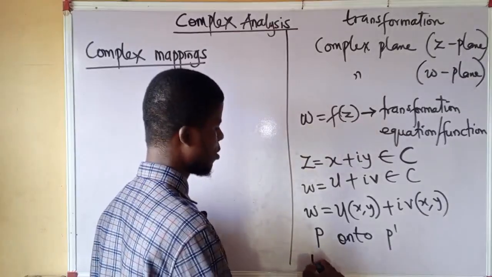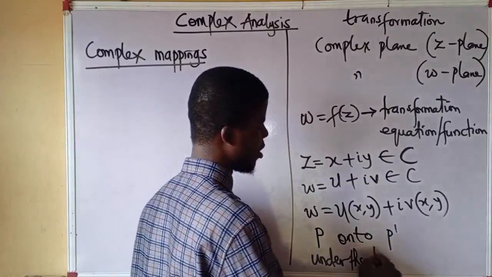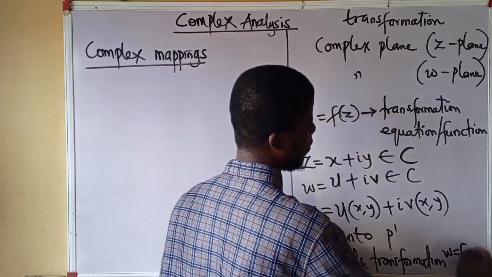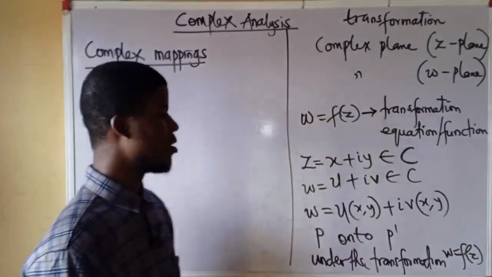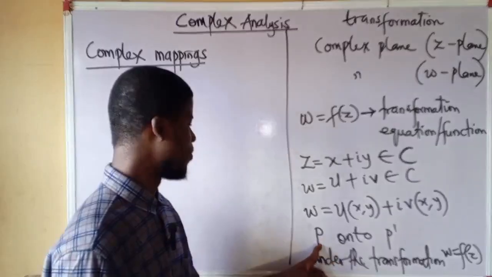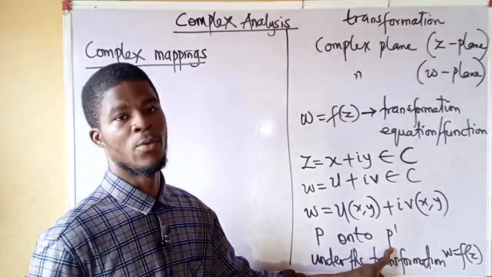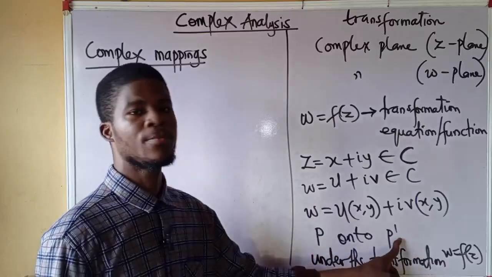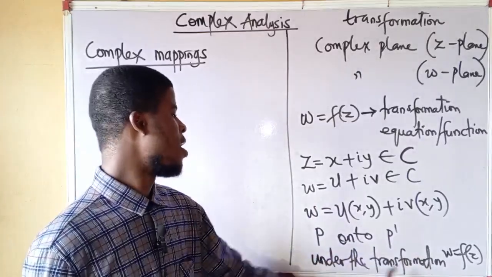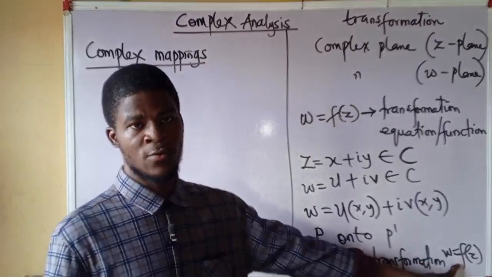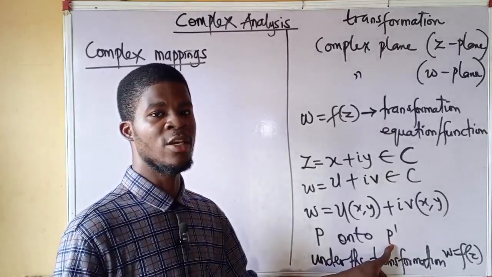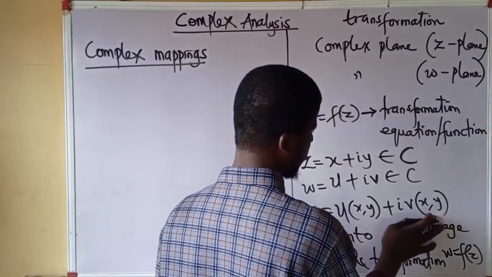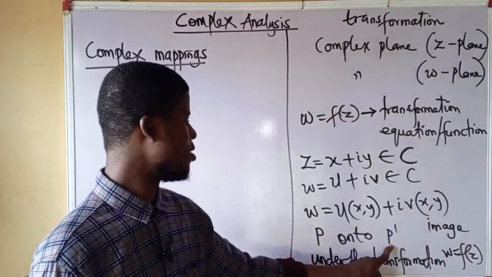Under the transformation W equal to f of z, this is very important, the transformation equation. P is a point in the Z plane and P prime is a point in the W plane. The mapping of P onto P prime is a complex mapping, and this transformation equation is involved. P prime is called the image of P.